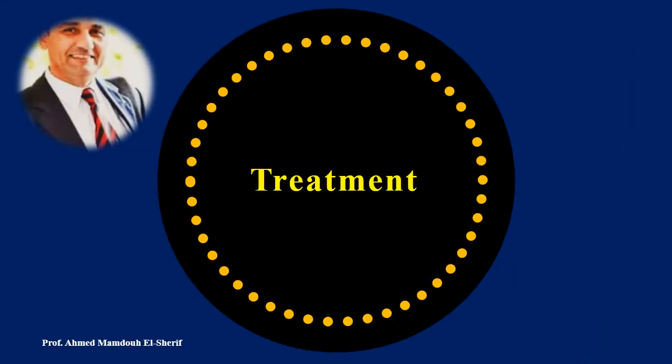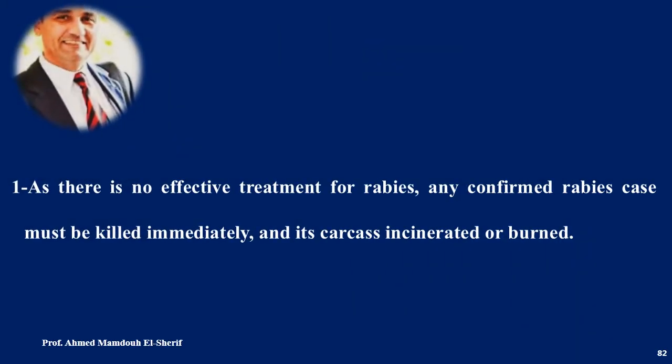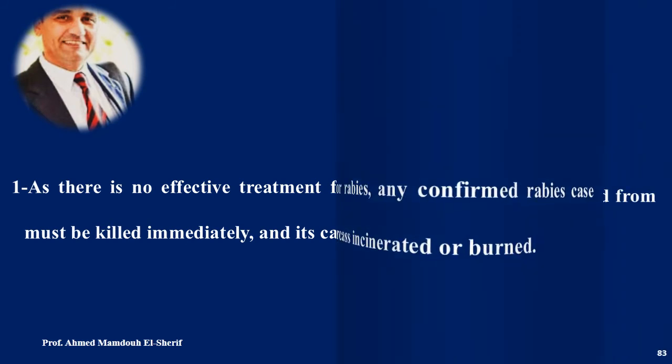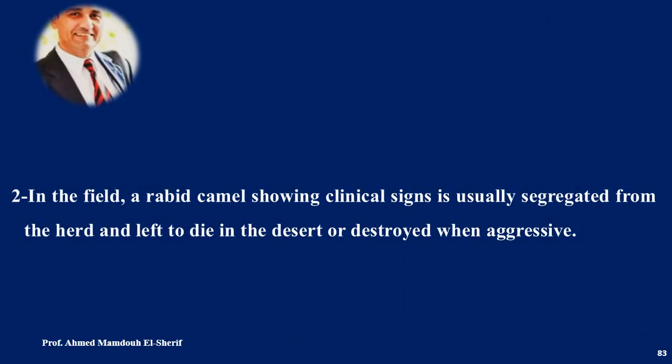Treatment of rabies disease. As there is no effective treatment for rabies, any confirmed rabies case must be killed immediately and its carcass incinerated or burned. In the field, a rabid camel showing clinical signs is usually segregated from the herd and left to die in the desert, or destroyed when aggressive.